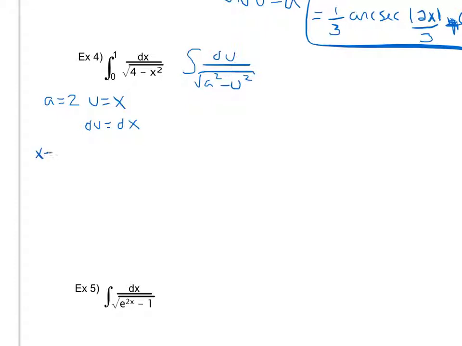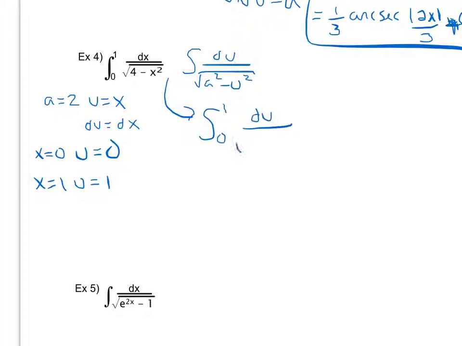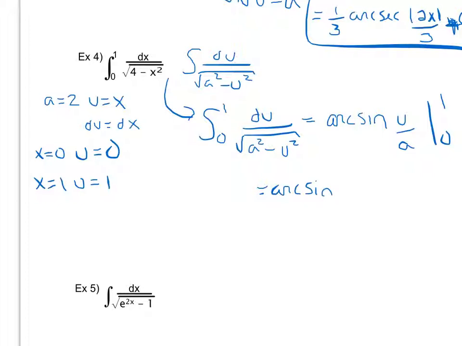So I'm going to say that when x is 0, u is also 0 by plugging 0 in here and solving for u, which doesn't take a lot of work. If x is 1, u is 1. So this integral is going to become the integral from 0 to 1 of du over the square root of a squared minus u squared, which becomes arc sine of u over a, and I don't have to say the plus c, and I'm going to go from 0 to 1. Here's the deal. Because these are in terms of u, I have to plug my 2 in for a, but I don't have to plug anything in for u. So I just get arc sine of u over, what did I say it was, 2, from 0 to 1.